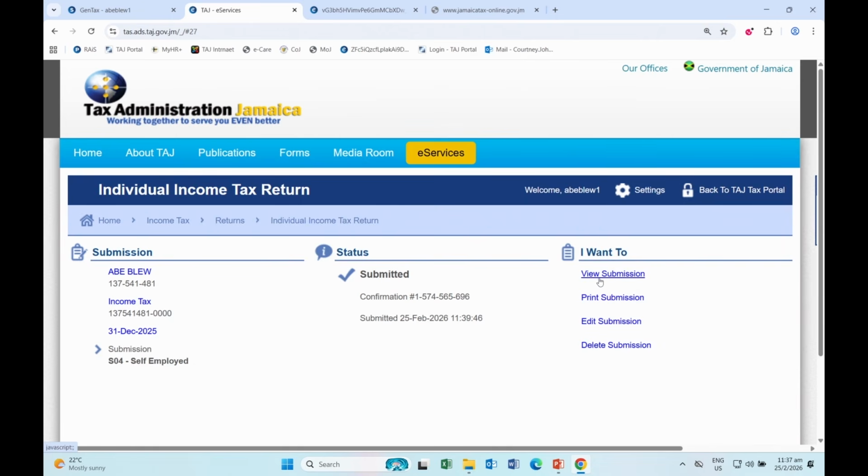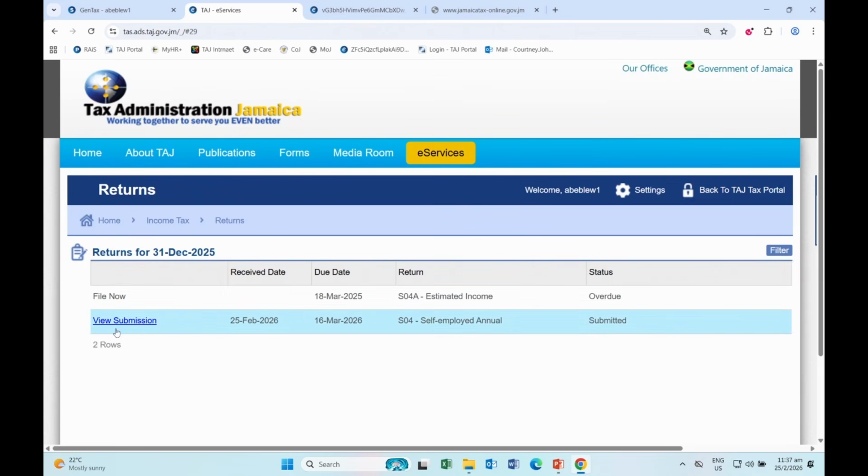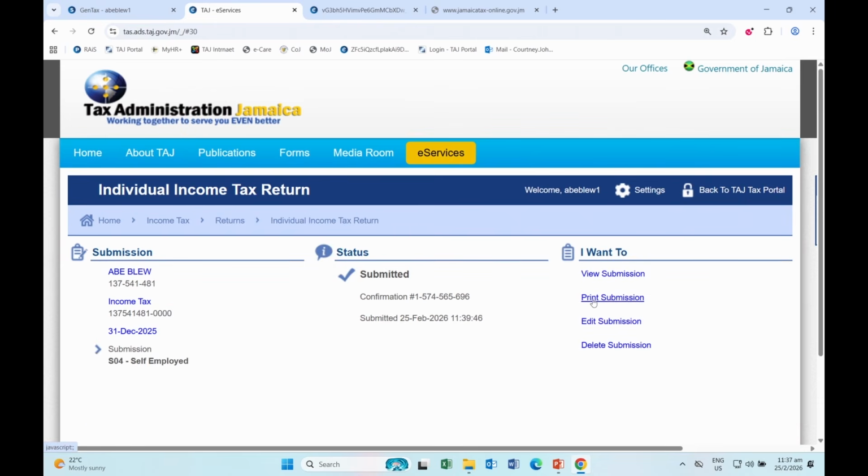So you can always do an edit, or you can do a delete. Let me show you how I got there. I'm sorry. So you submitted it just now. We go back to the income tax. You click on file return. The view submission option is there. It says that it was submitted, but you can view it. You can choose to print, choose to edit, choose to delete. The options are still available for it.